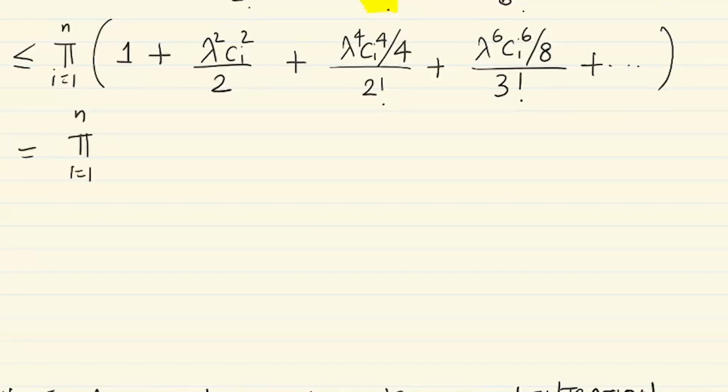So you can see that this is basically equal to nothing but the exponent of lambda square ci square by 2. Okay, so that's the bound.